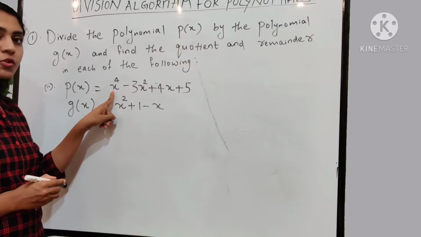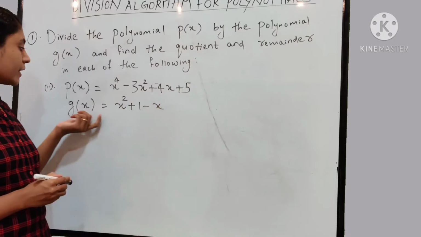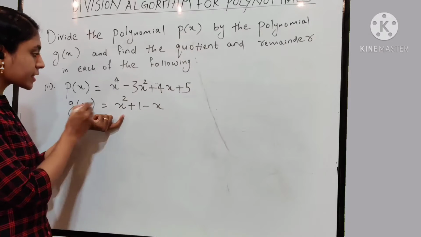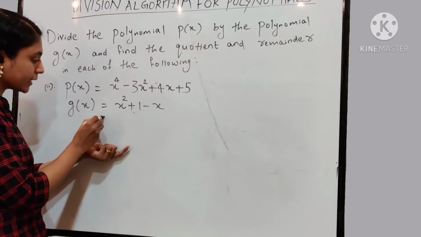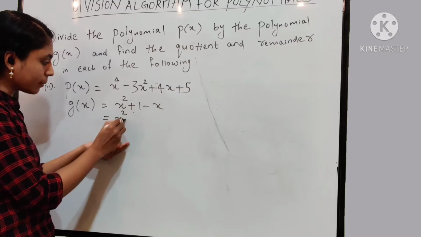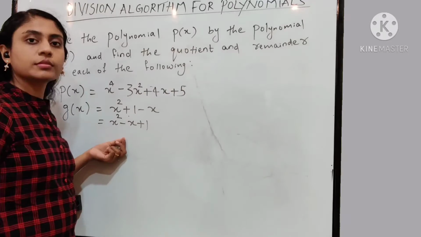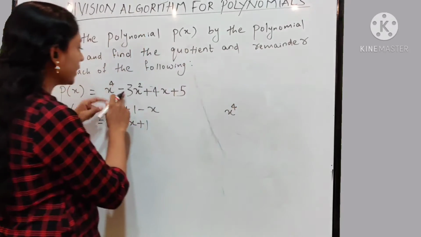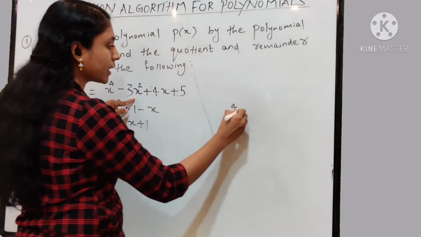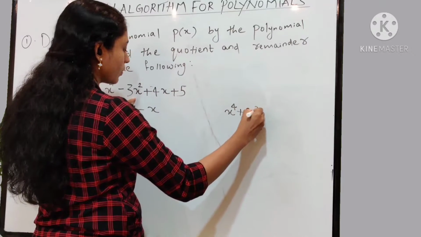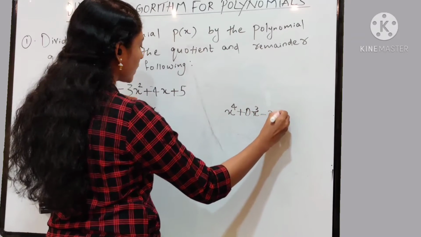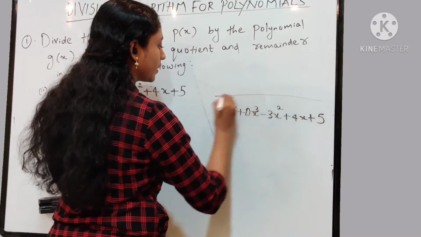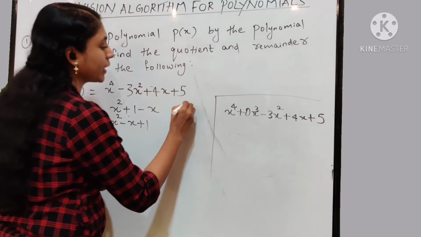P of x is x raised to 4 minus 3x square plus 4x plus 5, and g of x is x square plus 1 minus x. Notice that here g of x, the divisor, is not in the standard form. So write it in the standard form, x square minus x plus 1. Now we can perform the division process. In x raised to 4, there is no x cube term, so we can write 0x cube. Then minus 3x square plus 4x plus 5 divided by x square minus x plus 1.